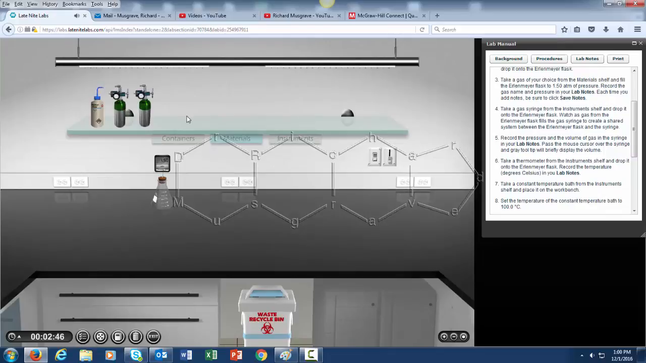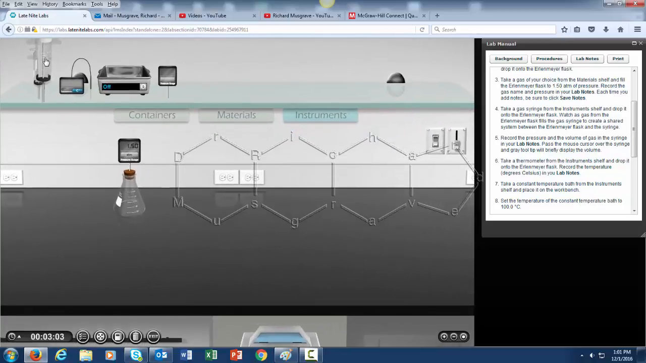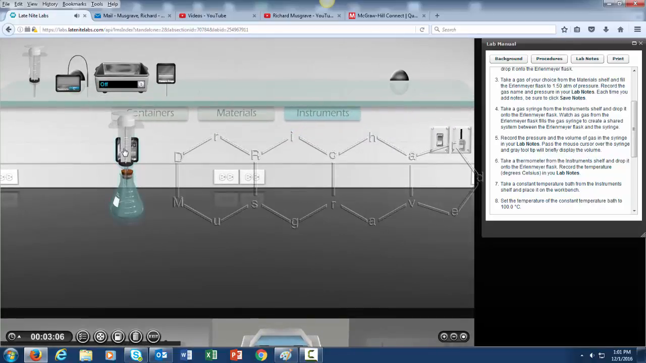The next thing we need to do is take a gas syringe and drop it onto the Erlenmeyer flask. Here it is. And we stick this in. Now, what I want you to do is watch the volume on the gas syringe as we do this. Okay, watch what happens to the syringe when I put it on the Erlenmeyer flask. You'll notice that the pressure equalizes. So we still have just as much gas in here as we always had, but some of the gas will stay in the flask and some of it will flow into the syringe, and that's what's happened. And you can see now the volume of the syringe is 75.0 mL.